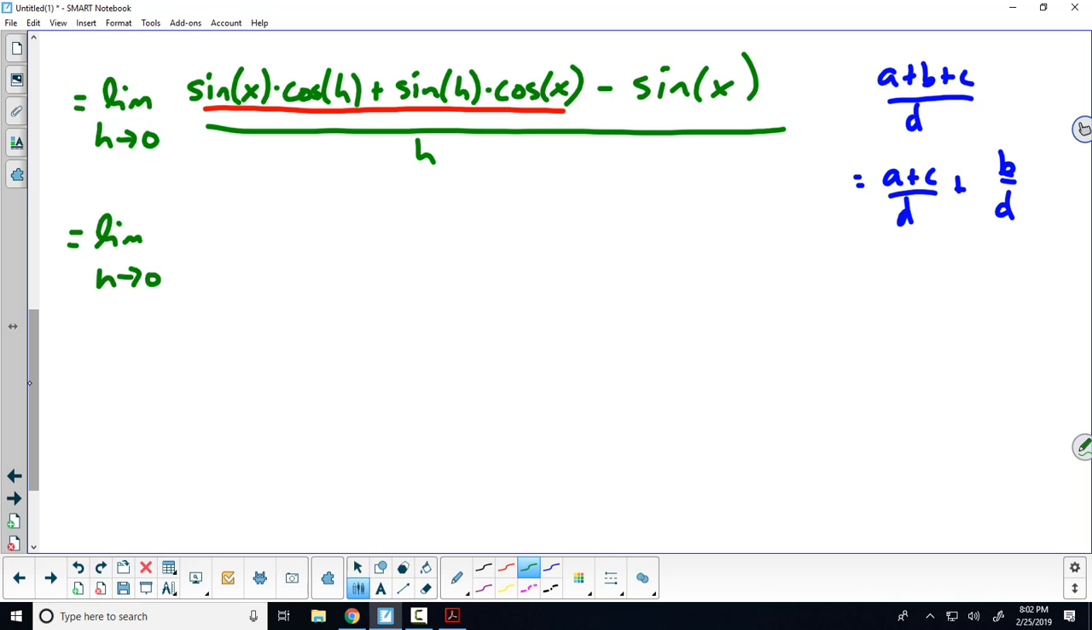All right. So I'm going to group together the first and last term and put them over h. That gives me sine of x cosine of h minus sine of x over h.